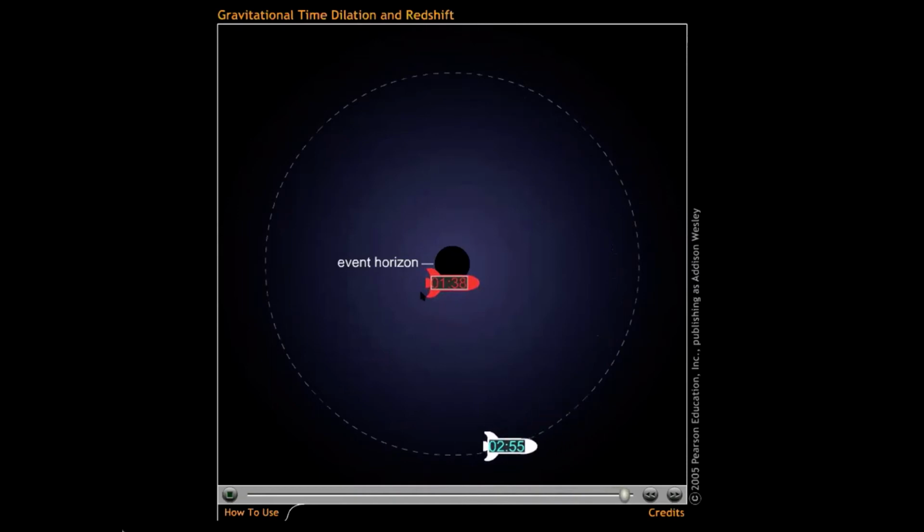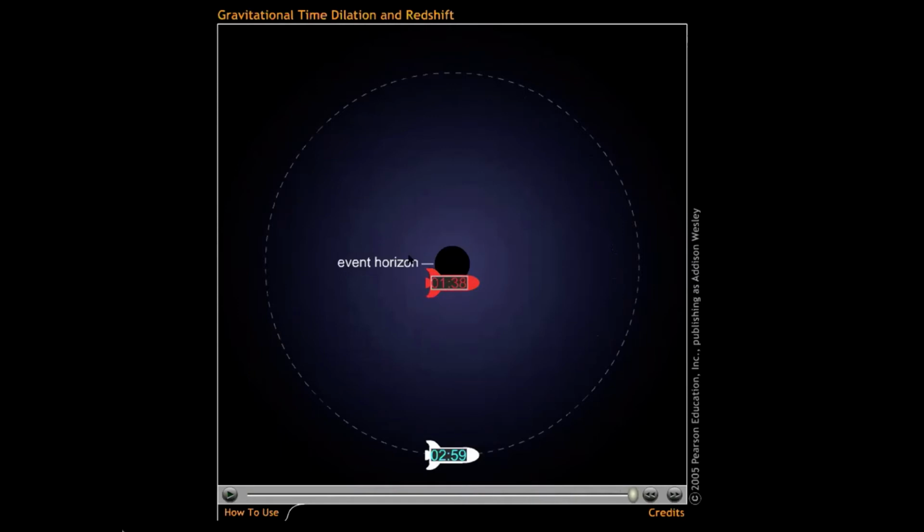This rocket ship will get slower and slower. And this rocket ship that's still outside will never actually see the probe that it sent into the black hole cross the event horizon. Time gets so slow at the event horizon surface that it's basically not running at all.